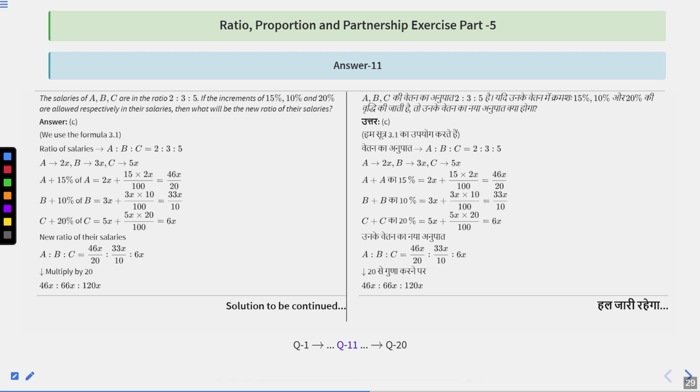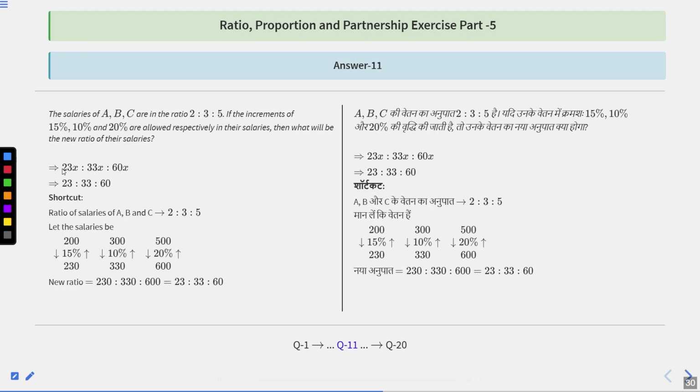Now, the new ratio of their salaries. So A ratio B ratio C will become 46x upon 20 ratio 33x upon 10 ratio 6x. So what will be the LCM of 20, 10 and 1? We multiply all these ratios by 20, because the LCM of 20, 10 and 1 is 20. When we multiply by 20, we get the ratio 46x ratio 66x ratio 120x. Okay. Now the solution to be continued.